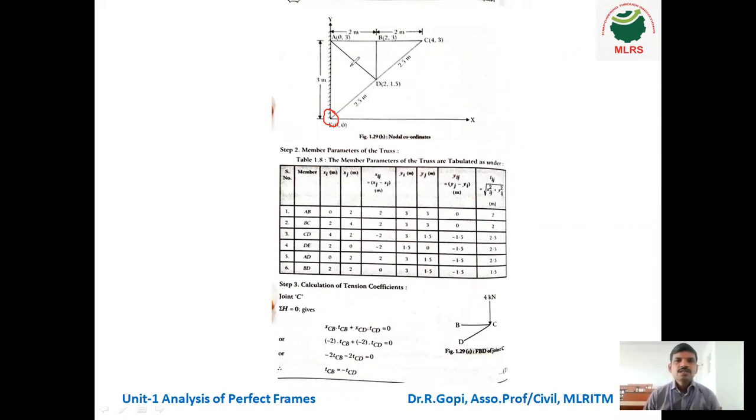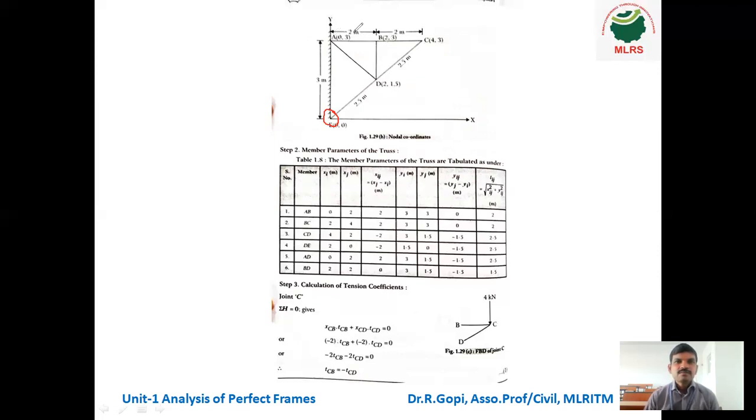Based on this origin point, in this problem they gave the height and length. So we have to note down the coordinates of each point. How many joints are there? 1, 2, 3, 4, 5. There are 5 joints, so we have to note down these 5 joint coordinates. If you take a point, the x-axis is 0 but the y-axis is 3. See, the y-axis is 3 but the x-axis is 0. If you take point B, the x-axis is 2.